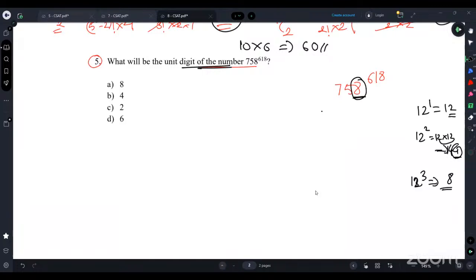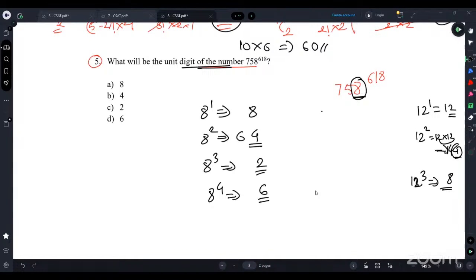Now let's find out the pattern in this case. 8 raised to 1, the unit digit is 8. 8 raised to 2, the unit digit will be 4. 8 raised to 3, 4 eights are 32, so the last digit is 2. 8 raised to 4, 8 twos are 16, so the last digit is 6. I'm just multiplying by 8 again and again and getting the last digit.